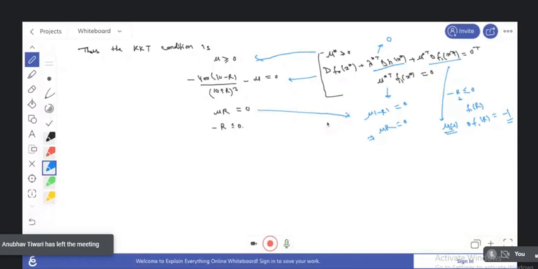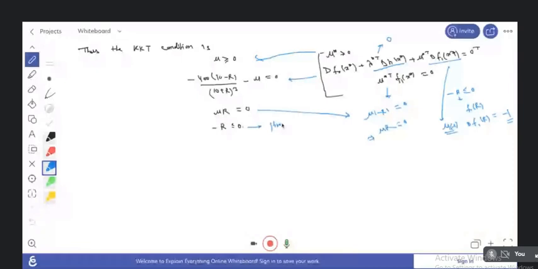Third one. And this is already given. This is given minus r is less than or equal to 0. Okay, so you have these 4 conditions. And now here we consider mu is greater than 0. We consider 2 cases.